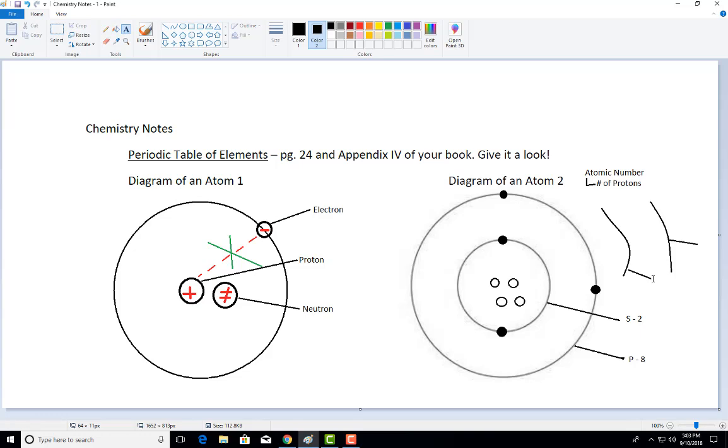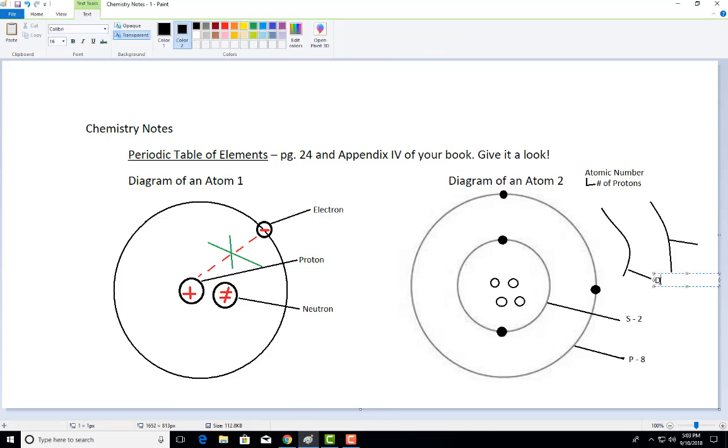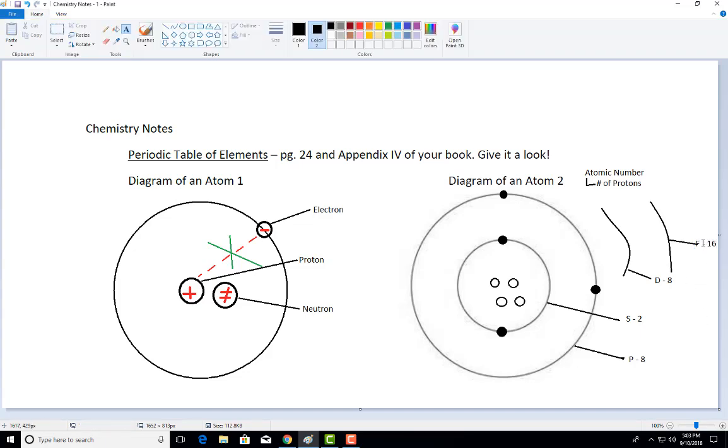This is the S, the P, this one is the D orbital, and it can hold 8 as well. And this one over here would be the F orbital, and it can hold like up to 16, I do believe. So the S, P, D, and F. Now, for our purposes, we're just going to worry about these that are a little bit further on the inside. So the S can hold 2, the P can hold 8.